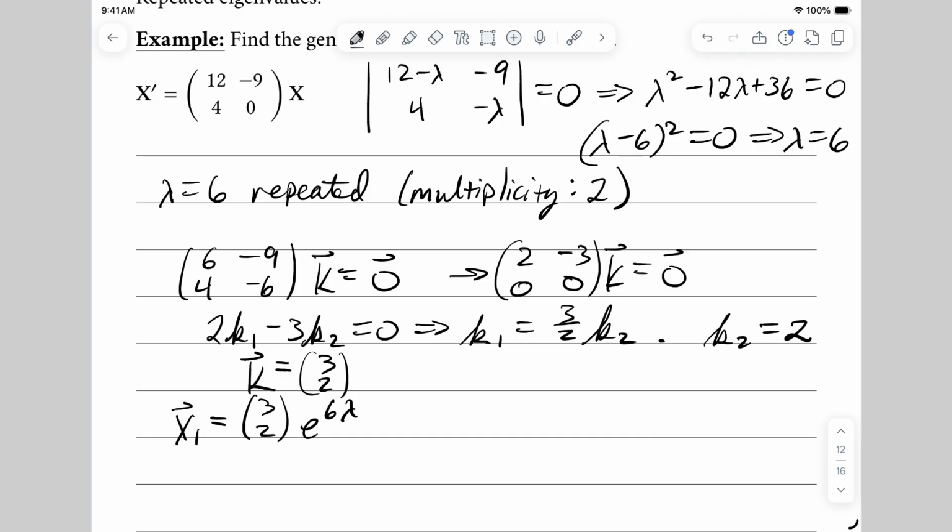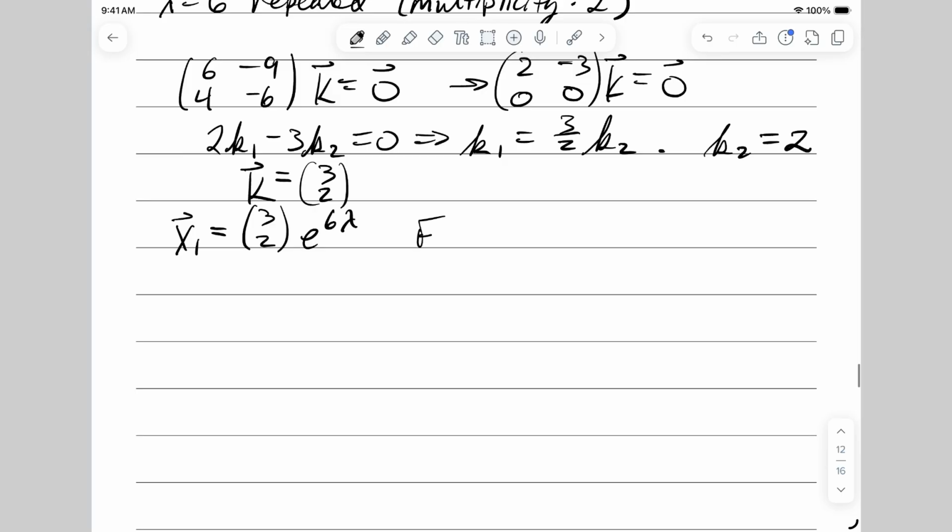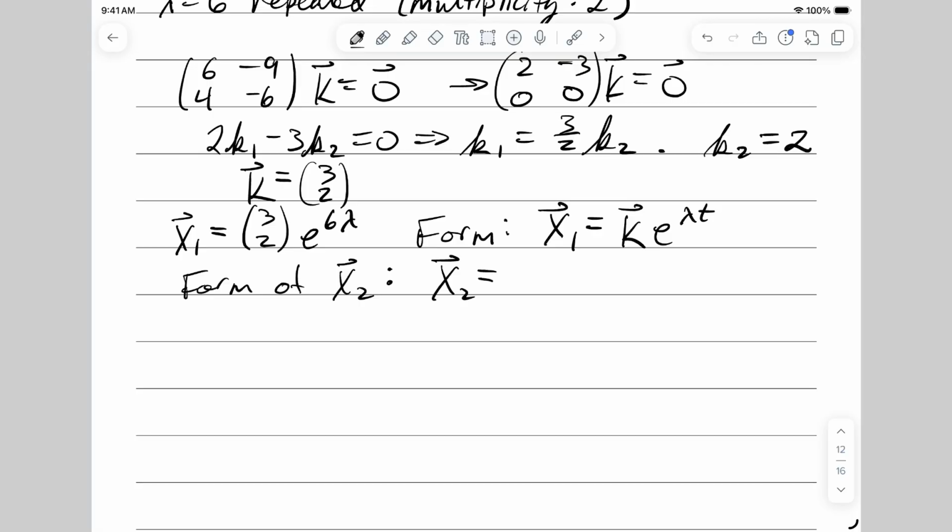We don't have a second solution. We know we're expecting one because this is a 2 by 2 system. I'll first point out that this solution has the form x1 is equal to k e to the lambda t. It turns out that the form of x2 is x2 is equal to k t e to the lambda t plus p e to the lambda t.